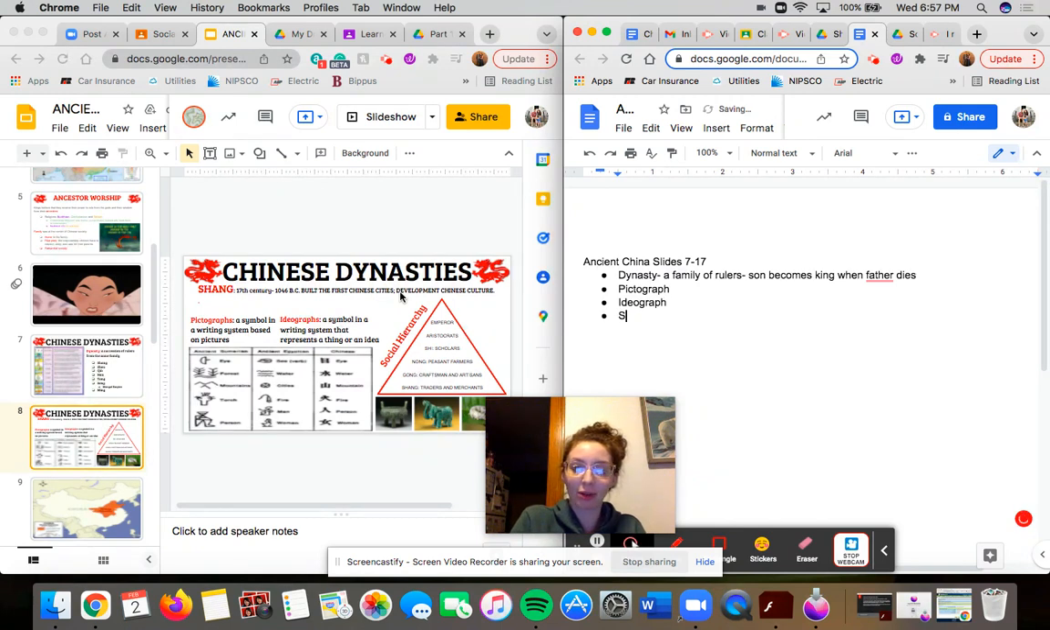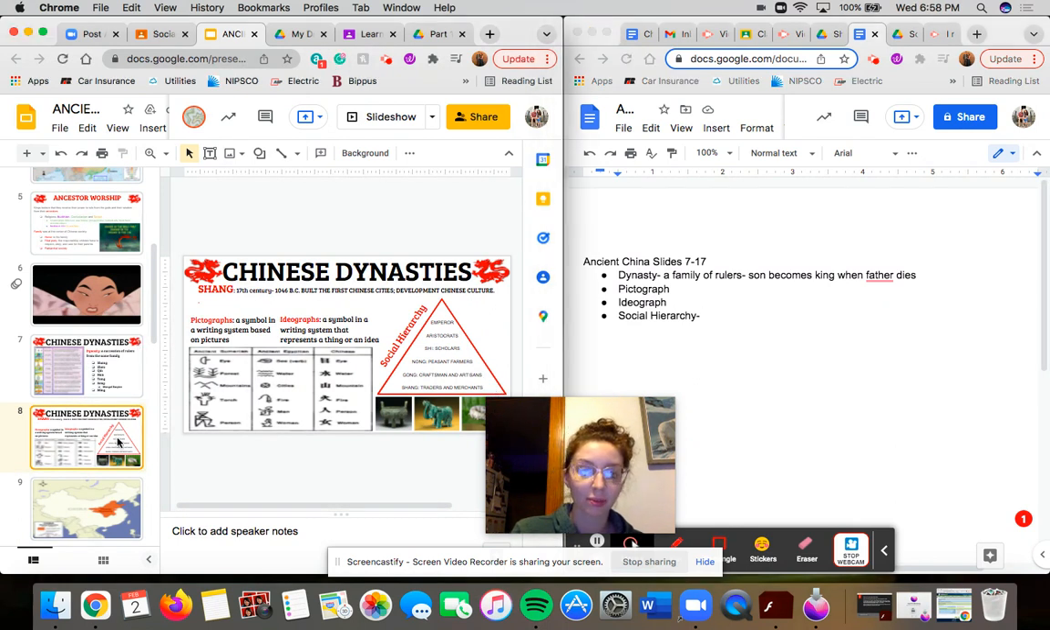Okay, another vocab word that you might want to write down is social hierarchy. Again, please write down the definitions of these so you know what they mean on your test. A social hierarchy is just the organization of society. So the emperor is at the top, the traders and the merchants are at the bottom. Like the most powerful people are at the top, the least powerful people are at the bottom. There's usually the most of them. So it goes emperor, aristocrats, scholars, peasant farmers, craftsmen and artisans, and then traders and merchants.